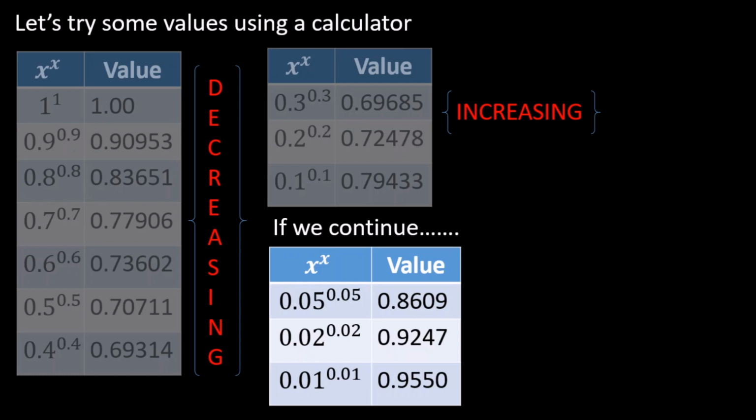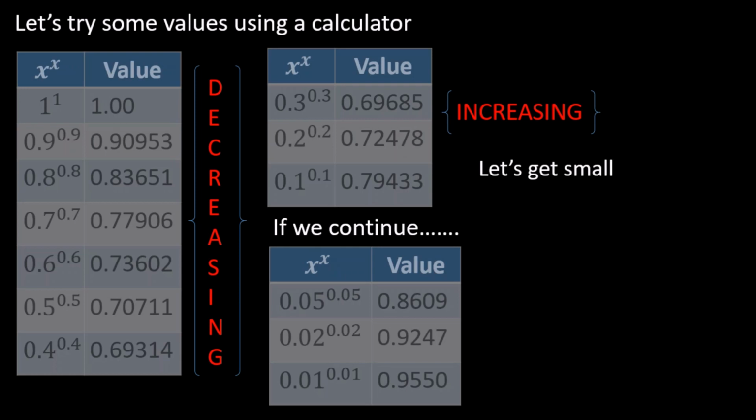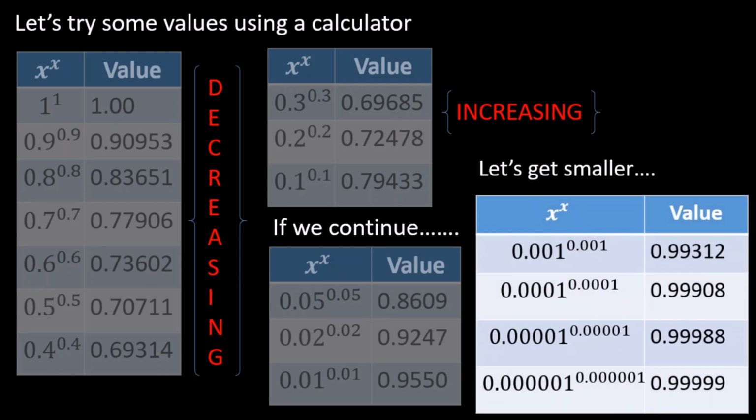What is the answer for 0 to the power of 0? Let's start with 0.001 to the power of 0.001. The answer for this is 0.99312. Now, if we continue, adding another 0 to the previous number, we get 0.9908. And if we add another 0 to the previous number, we get 0.99988. Now, if we continue adding another 0, we will get 0.9999. So that means if we continue with smaller and smaller values, the answer will be 0.9999, or approximately equal to 1.